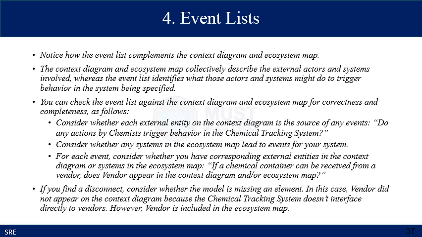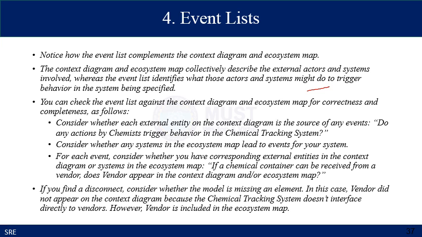You can notice how the event list complements the context diagrams and ecosystem maps. The context diagram and ecosystem maps collectively describe the external actors and systems involved, whereas the event list identifies what those actors and systems might do. So there is a difference between the two diagrams, however they both represent the final scope of your business, your product and project boundaries.